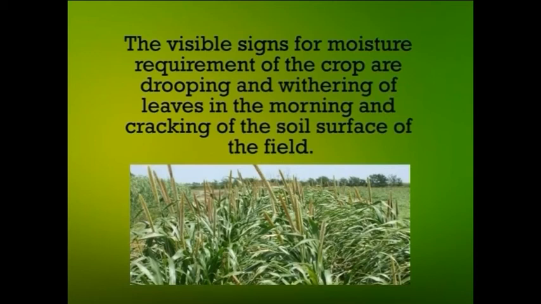Next we have water management. Pearl millet is basically a rain-fed crop. However, if sufficient rain is not received, irrigation prior to sowing is recommended. Greatest water use occurs during the flowering and soft dough stage. The visible signs of moisture requirement of the crop are drooping and withering of leaves in the morning and cracking of the soil surface of the field.